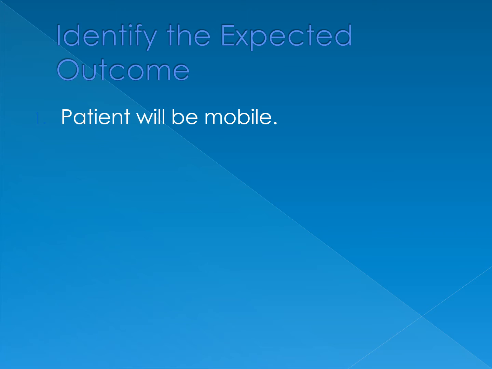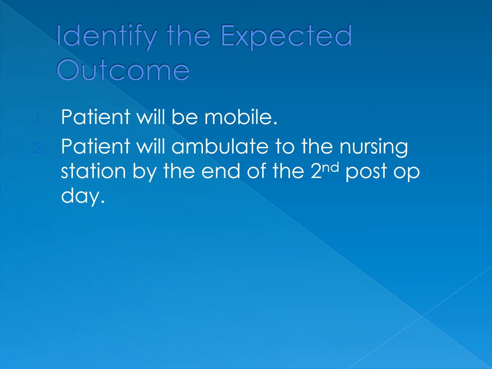So let's go to the next one. Patient will ambulate to the nursing station by the end of second post-op day. So let's say it starts with patient will. It is clear they're ambulating to the nursing station. That's very clear, and there is a time frame. We don't know if this is realistic. We don't know what the nursing diagnosis is, but we're going to assume that it is correct and that it is appropriate.